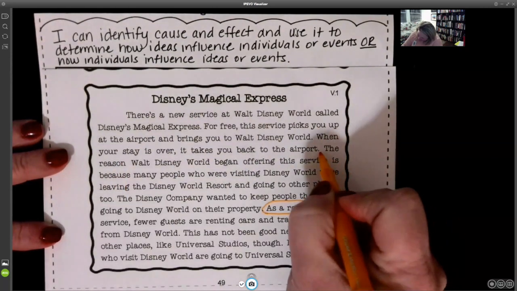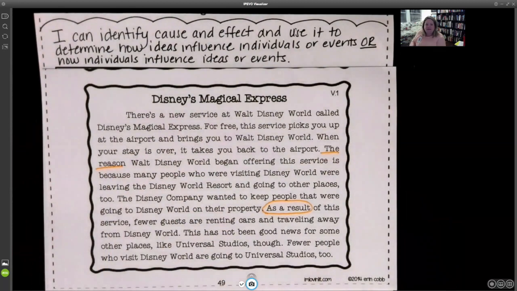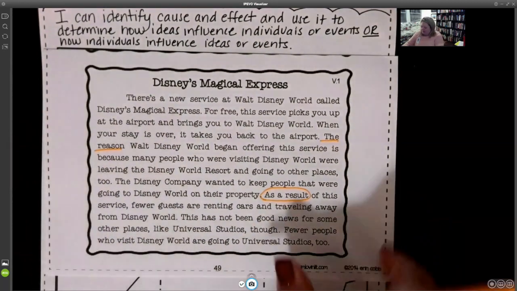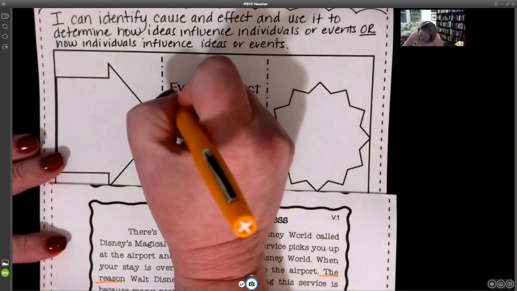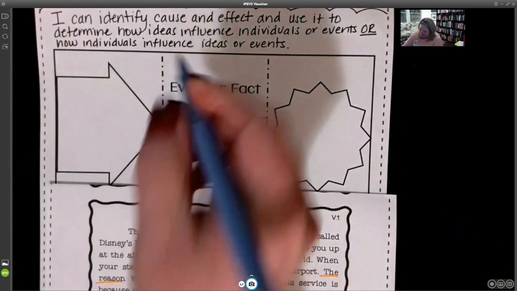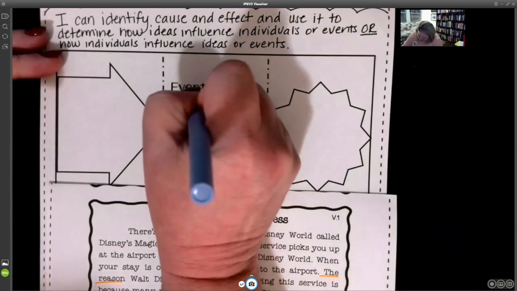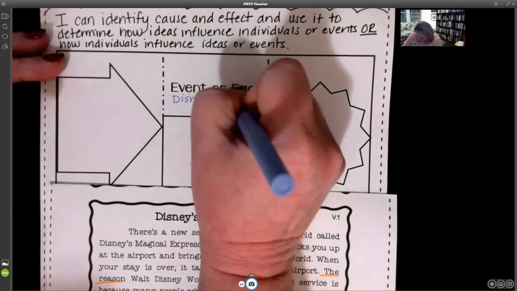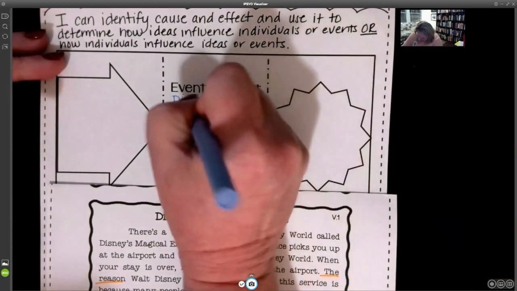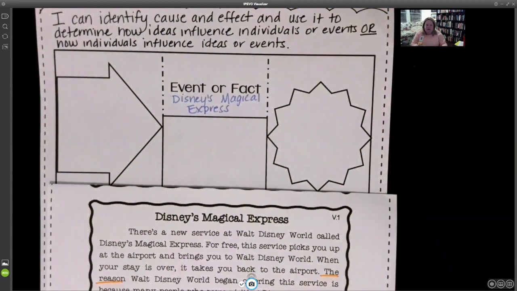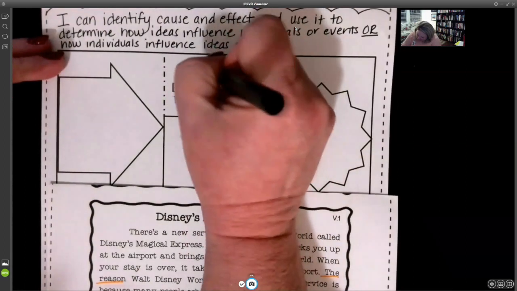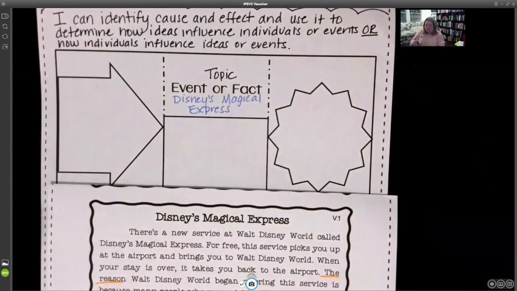The reason, look at this, it's telling us the reason. So our topic is going to be Disney's Magical Express. So our event or our fact is, we're going to call it Disney's Magical Express. All right, so that's our event or our fact or our topic. I'm actually going to add topic to the top of that.